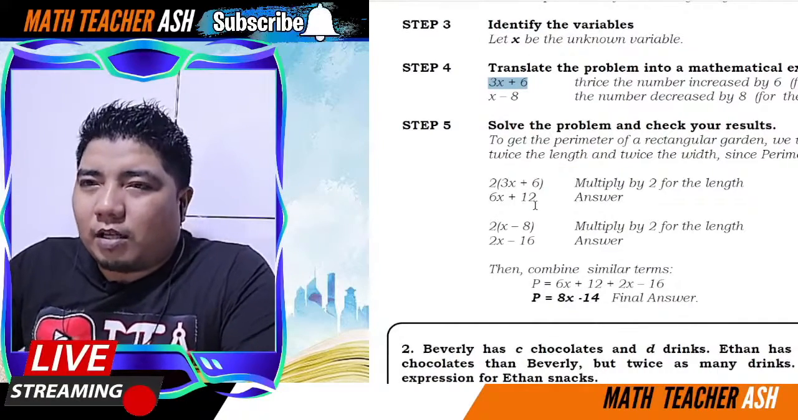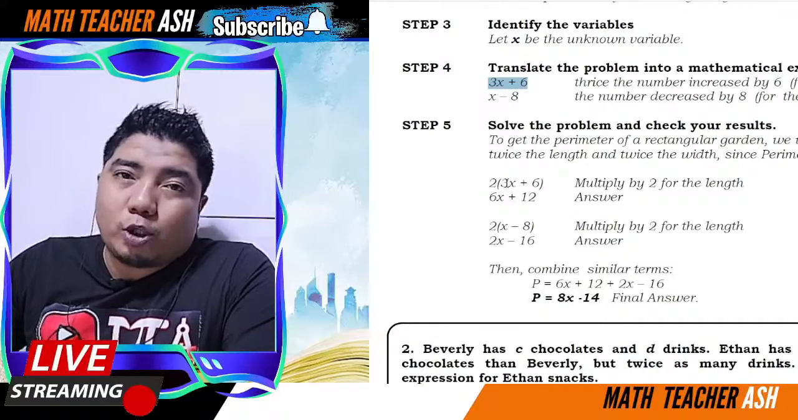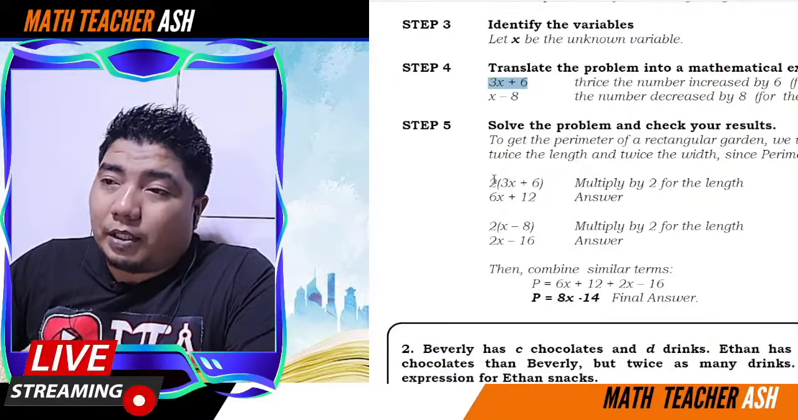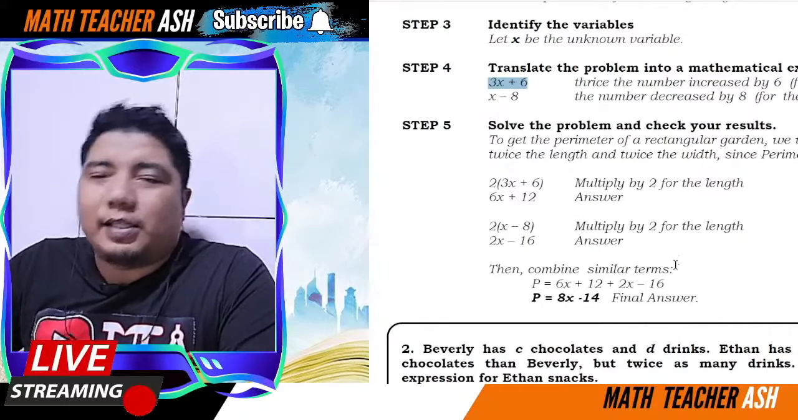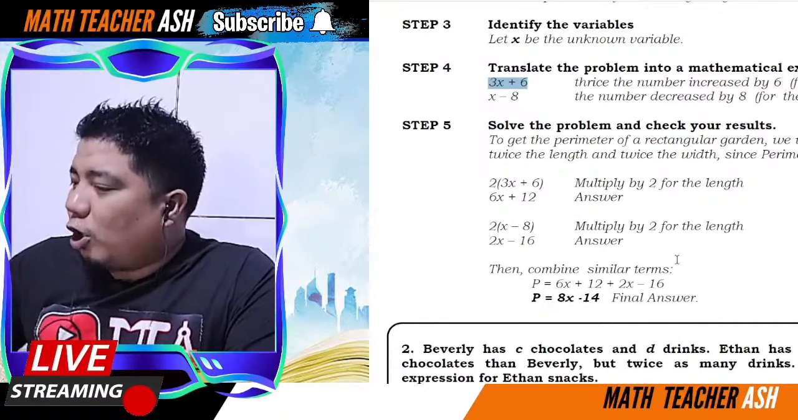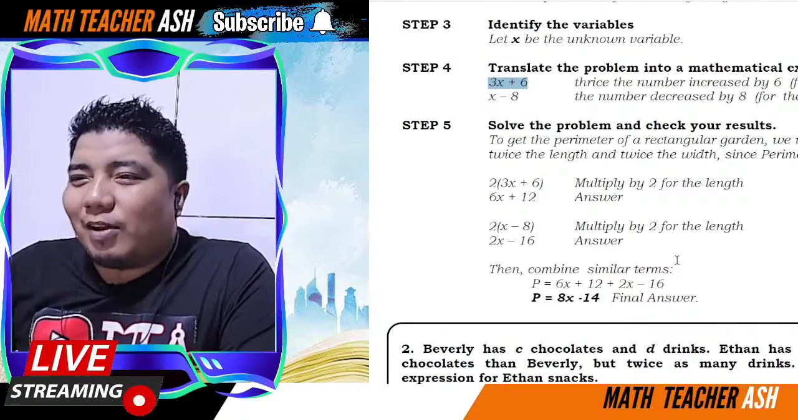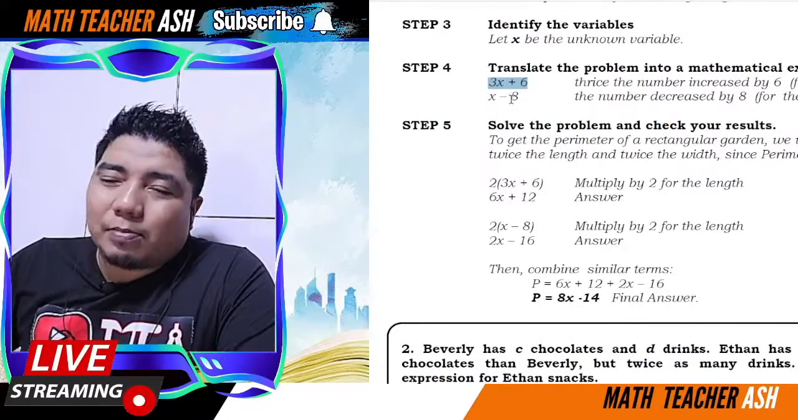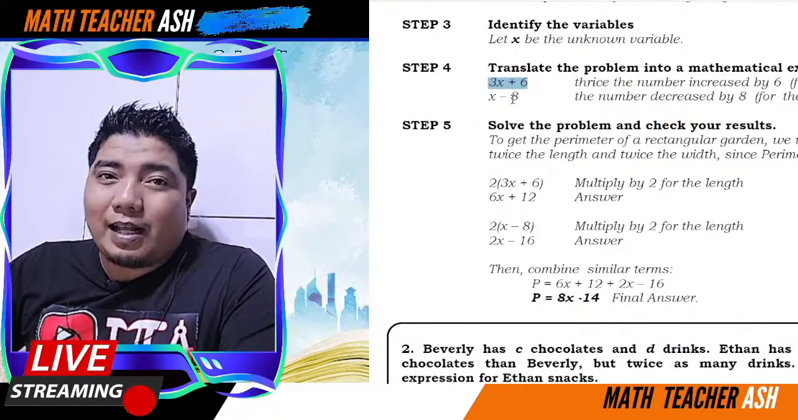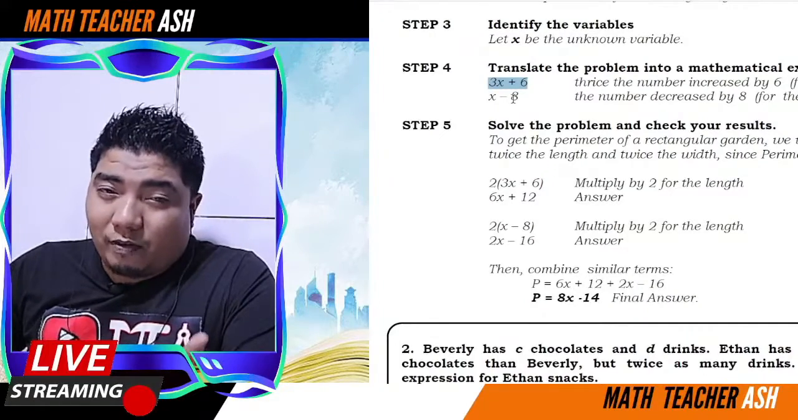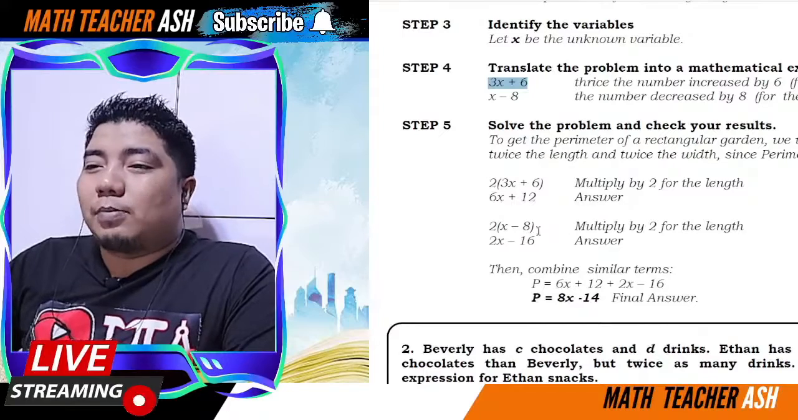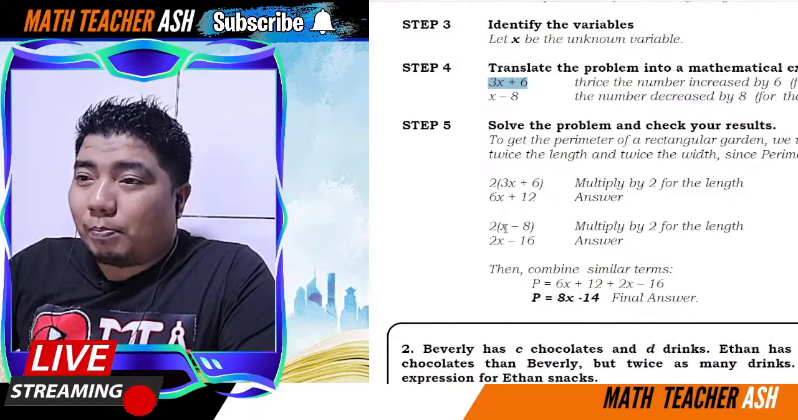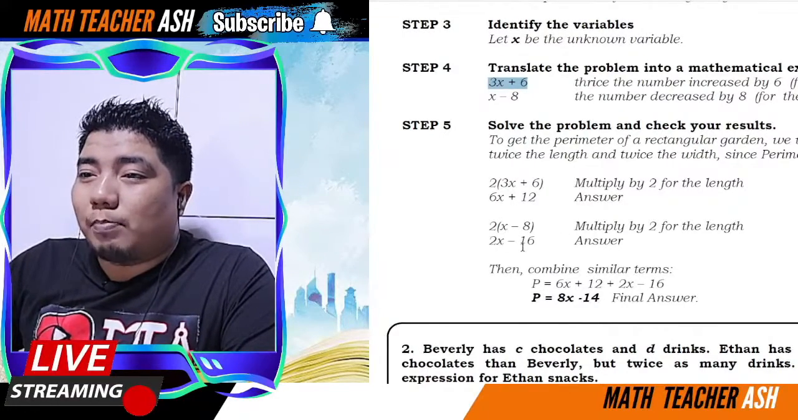Why is that, math learners? It's because we apply the distributive property. 2 multiplied by 3, and 2 multiplied by 6, so it became 6x plus 12. Meanwhile, x minus 8 we also multiply by 2 because it's twice the width. Of course, in a rectangle there are two widths. So, 2 times x minus 8, applying the distributive property again, you have 2x minus 16.